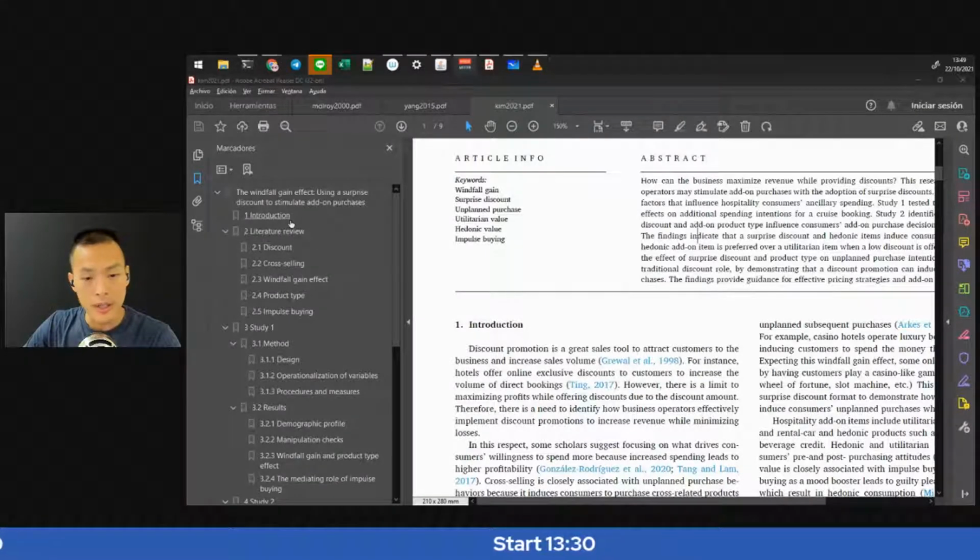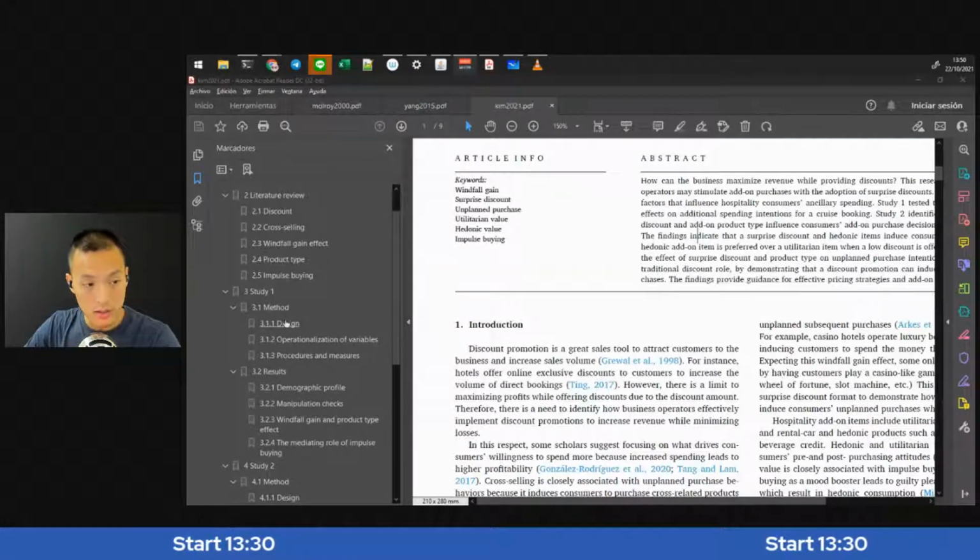Because in the introduction, it will say something along the line of discount works, but we should make it better somehow. And then you go into the lit review, right? In the lit review, it probably defines what a discount means, what cross-selling means, what a windfall gain effect means, product type, and impulse buying. So these are all the key terms in these research papers. And then in the study methodology, it tells you about the design of the methodology and operationalization of variables. Whew, big word.